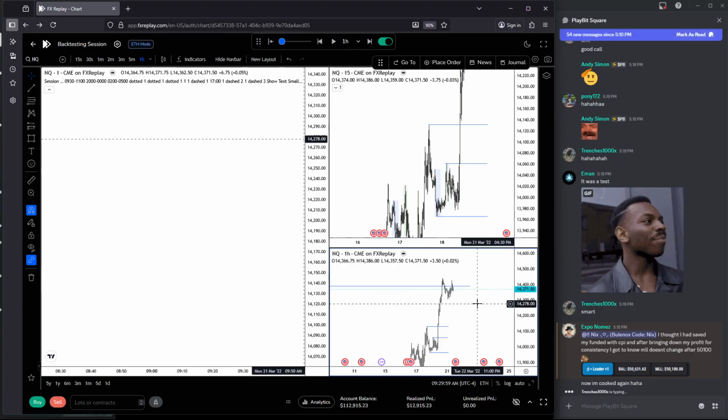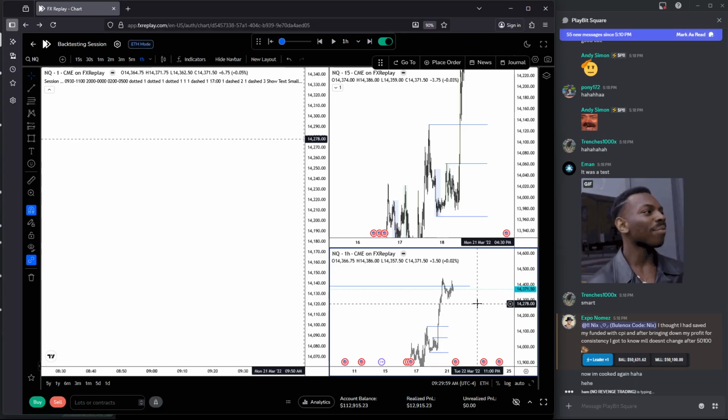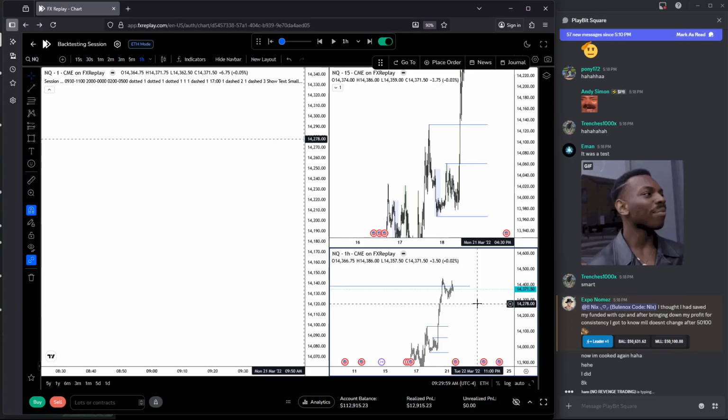What question do you have? You thought you had saved your funded for CPI and bringing down my profit for consistency. You got to know ML doesn't change after. Yeah, that's good, right? Oh wait, yeah. You should have taken a bigger win on CPI, dude. It went 170 points. You did an 8k win and your ML is still low.